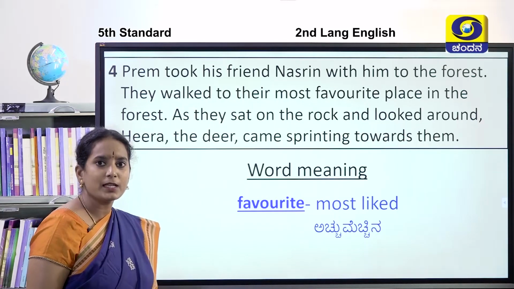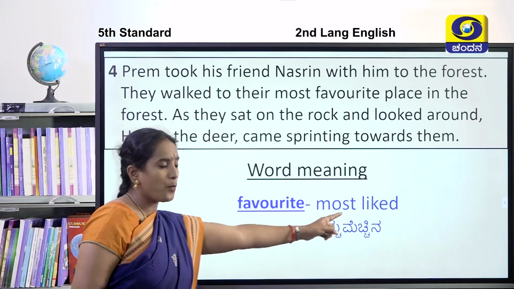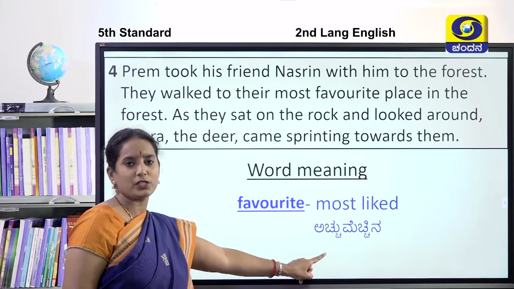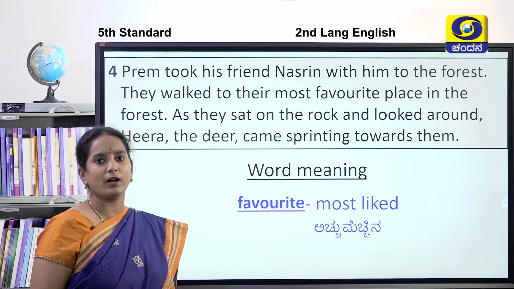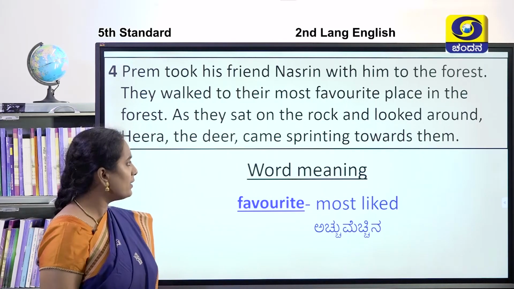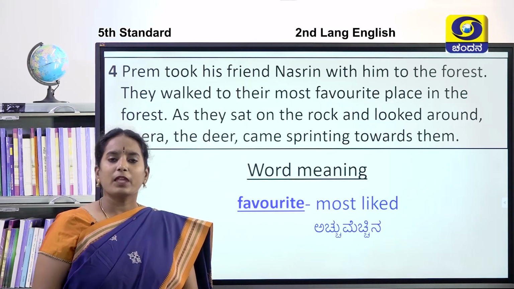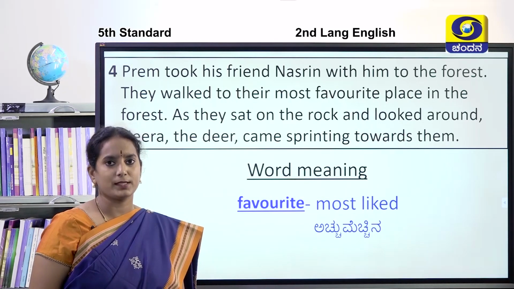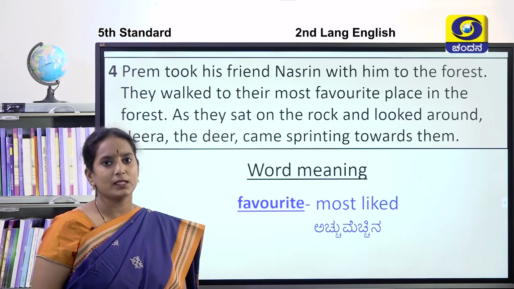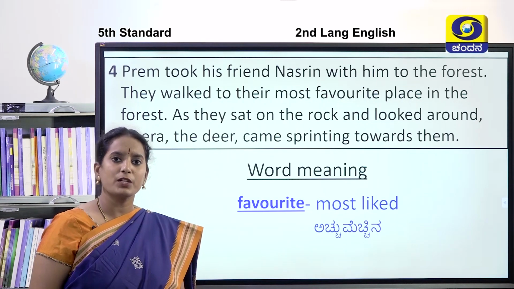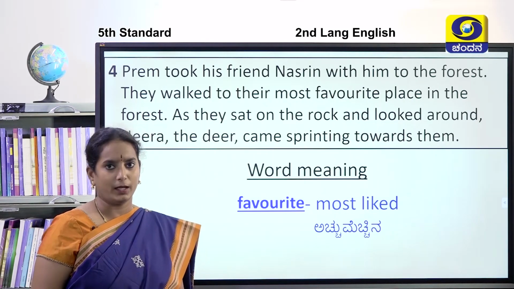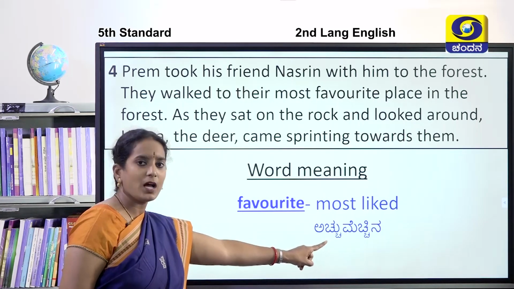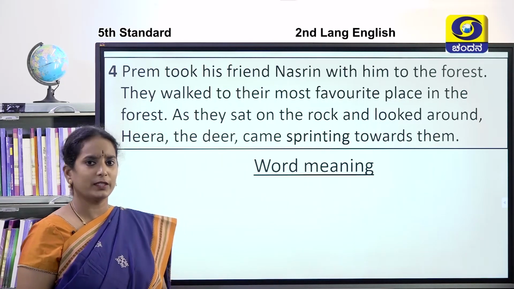Favorite. The word is favorite. What is the meaning? Most liked. In Kannada, ಅಚ್ಚುಮೆಚ್ಚಿನ. ಅಂದರೆ ನಿಮಗೆ ತುಂಬ ಇಷ್ಟವಾದ, ಅಚ್ಚುಮೆಚ್ಚಿನ. In the lesson, they say, they walked to their most favorite place in the forest. Their favorite place. ಅಂದರೆ ಅವ್ರಿಗೆ ತುಂಬ ಇಷ್ಟವಾದ ಜಾಗ. ಕಾಡಿನಲ್ಲಿ ಅವರಿಗೆ ತುಂಬ ಇಷ್ಟವಾದ ಜಾಗಕ್ಕೆ ಅವರಿಬ್ಬರು ಹೋಗ್ತಾರೆ. Once again I'll repeat, favorite means most liked, meaning ಅಚ್ಚುಮೆಚ್ಚಿನ. Let's look at the next word.